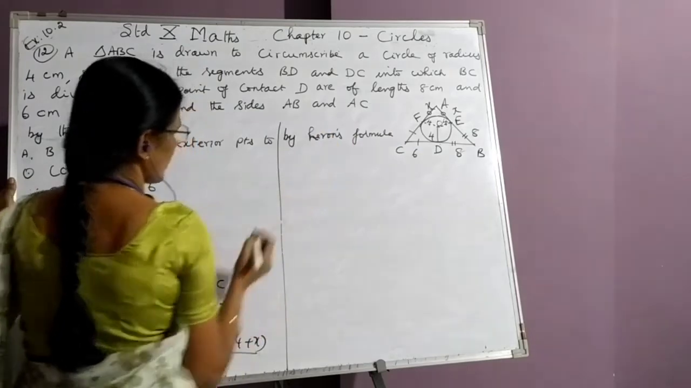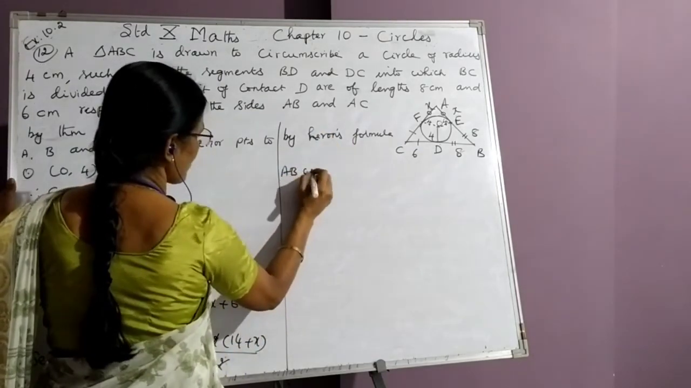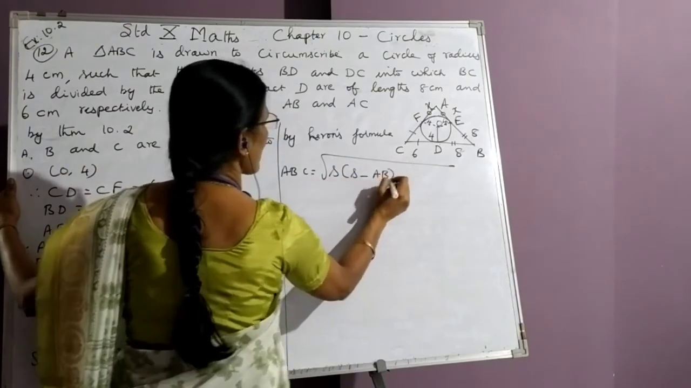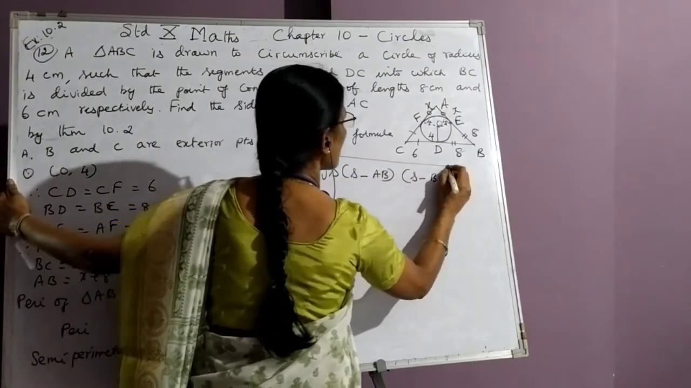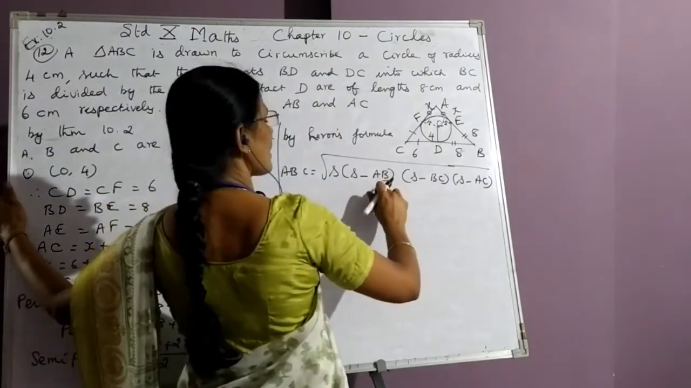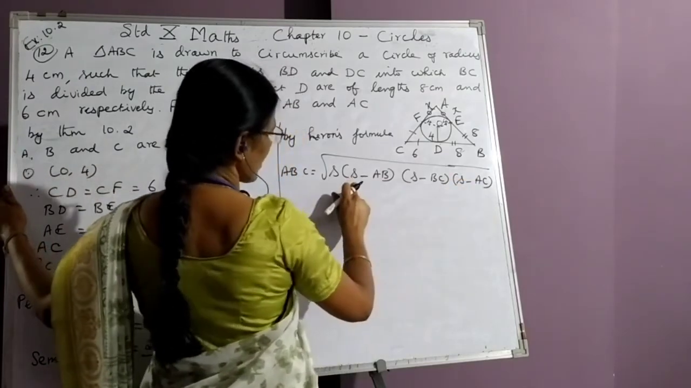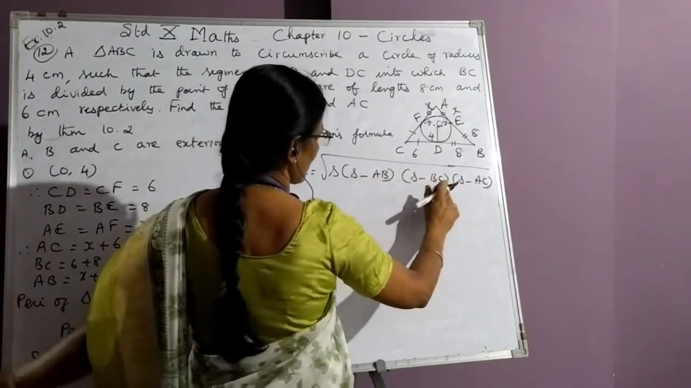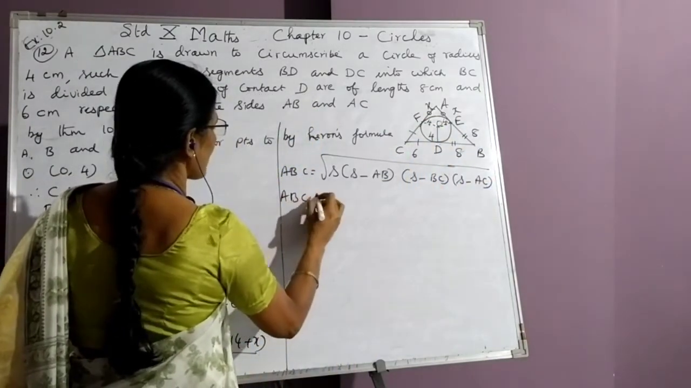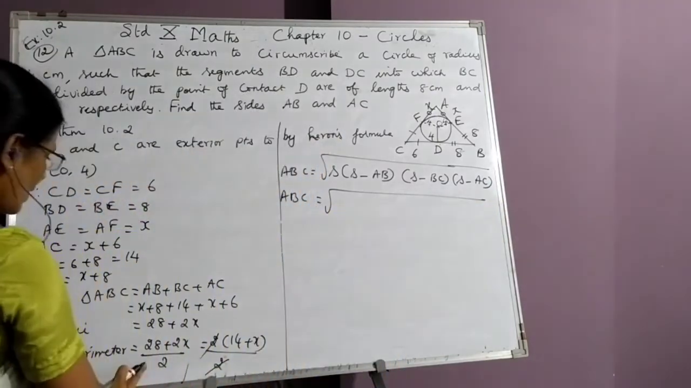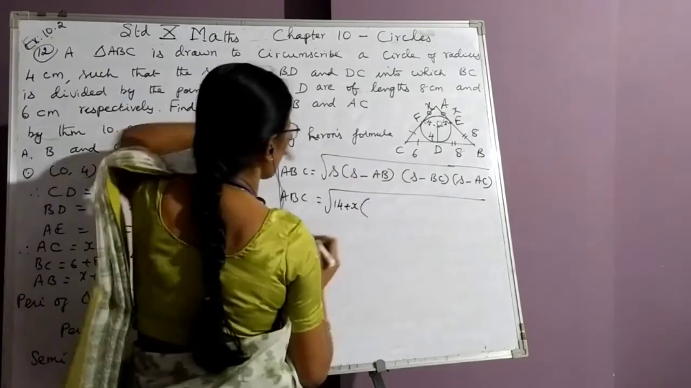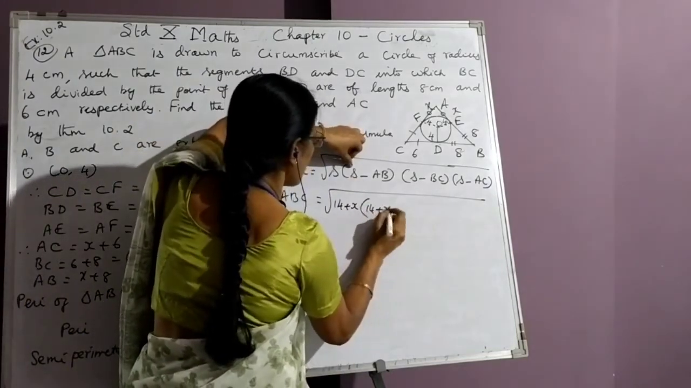What is Heron's formula? Area of triangle ABC is root of S into S minus AB, S minus BC, and S minus AC. If we take the sides as AB as c and then here a, we will get semi-perimeter minus the first side, semi-perimeter minus the second side, into semi-perimeter minus the third side. So area of triangle ABC is root of S, and we have got S as 14 plus x.